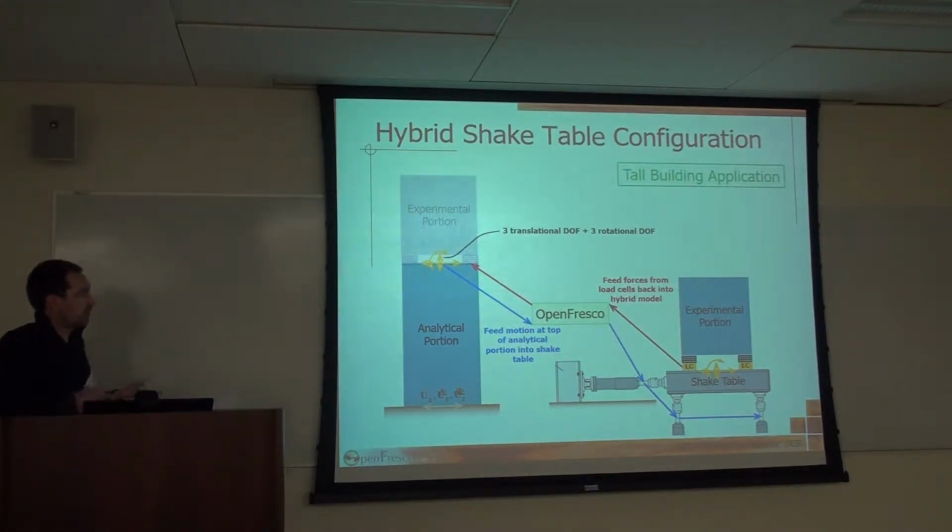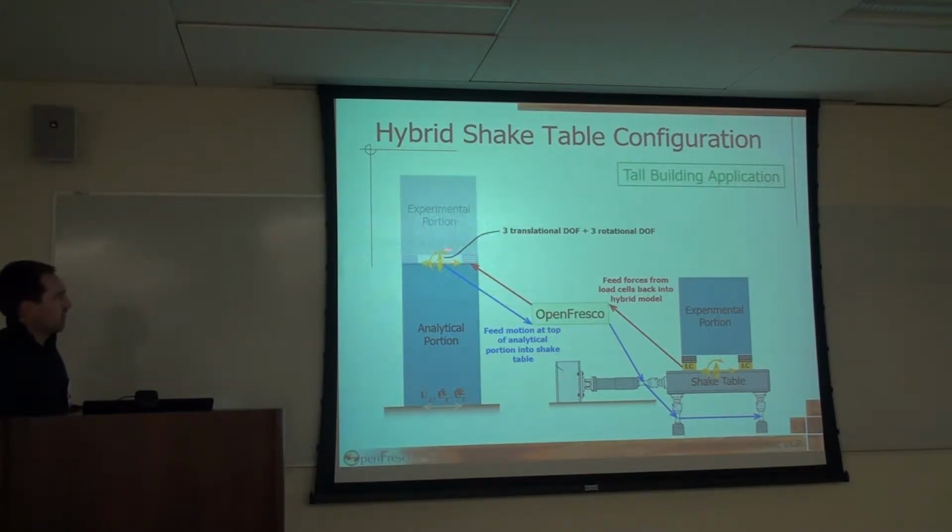So if we look at this concept a little further for a tall building application, I'll also show a bridge application. We're basically going to have our structure here on the left, where we have the analytical portion at the bottom, and we're feeding in the ground motion down here, not just in terms of accelerations, but in terms of ground displacements, ground velocities, and ground accelerations, because it's going to give us a more accurate solution.